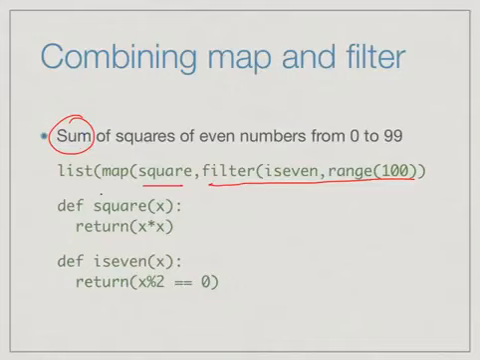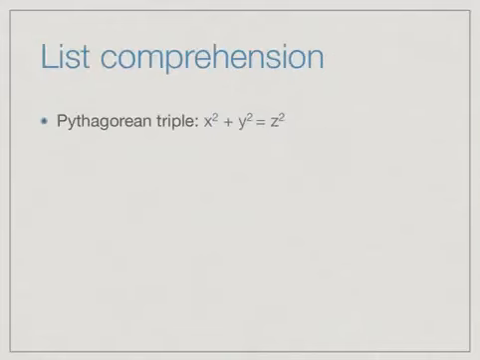So the sum is not part of this function, but we want to first extract the squares of the even numbers, and that can be done using a combination of filter and then map. So filter first gives us the even numbers, and then map gives us the squares, and the square is defined here and is even is defined. There is a very neat way of combining map and filter without using that notation.